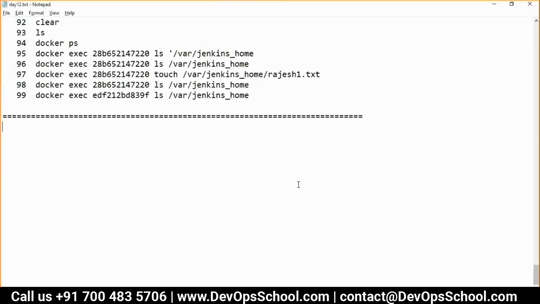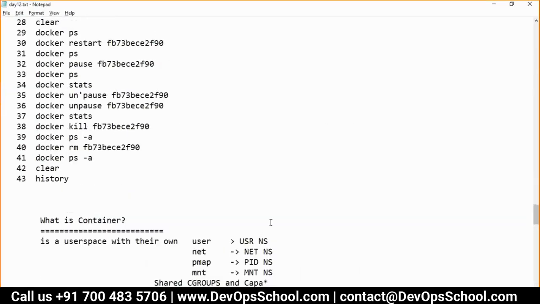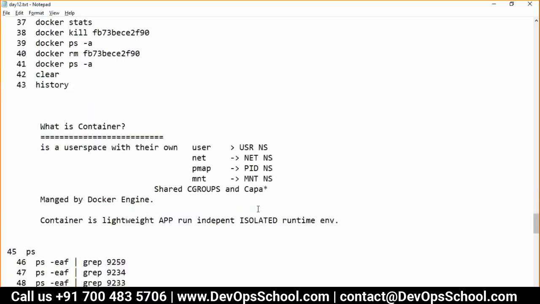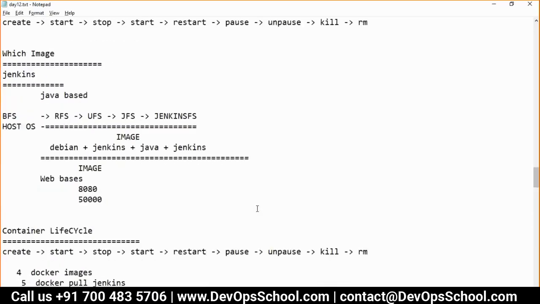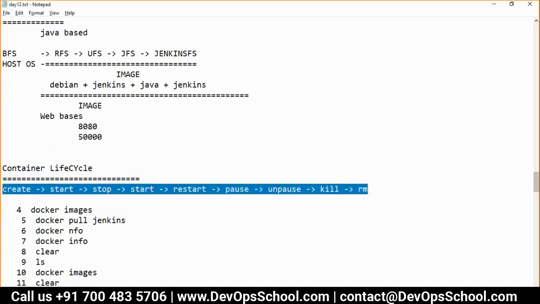So now you see that you were able to play with the containers. You created a container, started a container, stopped the container, restarted the container, paused the container, unpaused the container, and killed a container, right?